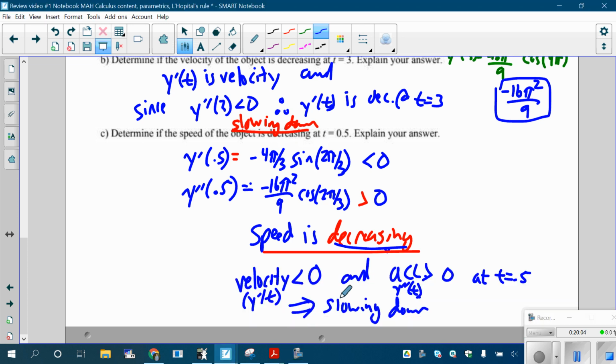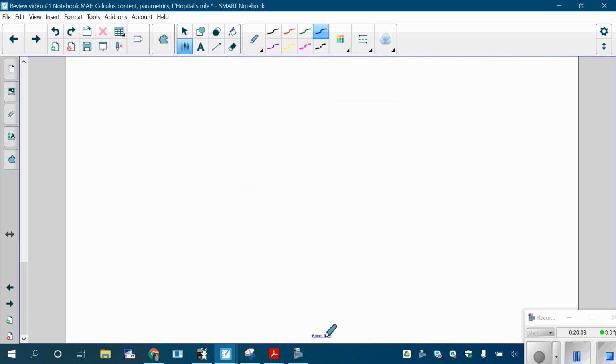Velocity negative, acceleration positive, I'm slowing down. What I wanted to bring up and I thought was happening in this problem is something that we need to talk about, which is, you should jot this down with me real quick, just because I feel like we haven't talked about it a lot. If you're speeding up, there's two possibilities.